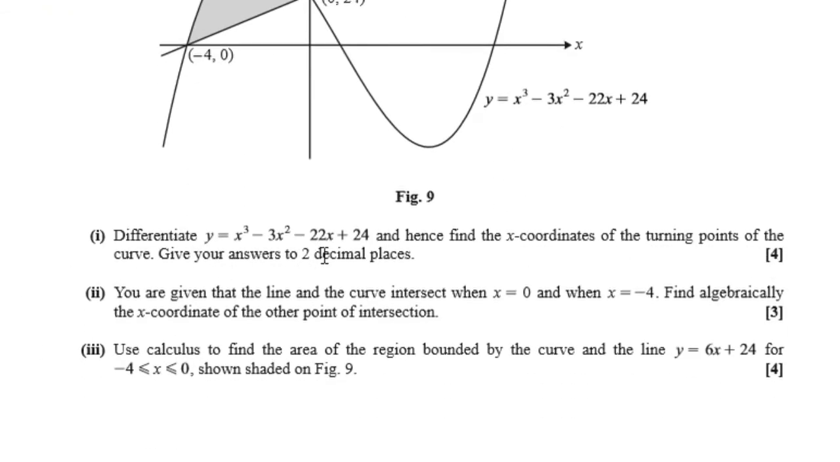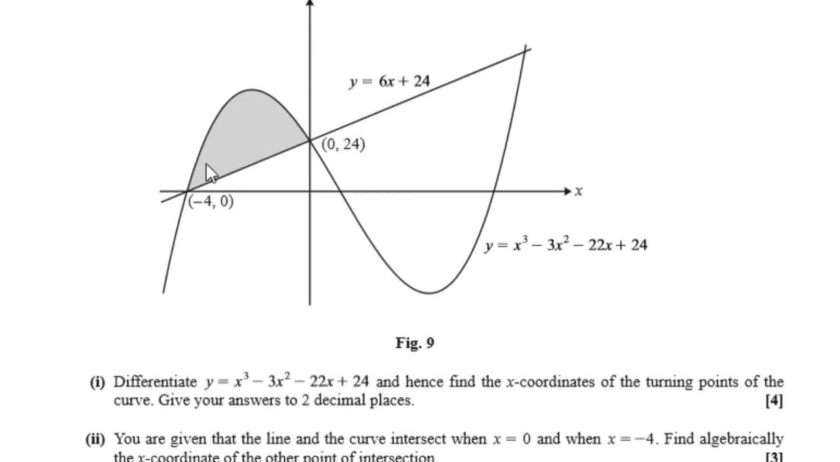Differentiate y equals x cubed minus 3x squared minus 22x plus 24 and find the x coordinate of the turning point of the curve. You're given that the line and the curve intersect when x equals 0 and x equals minus 4. So find algebraically the x coordinate of the other point of intersection. Use calculus to find the area of the region bounded by the curve and the line y equals 6x plus 24 for x between 0 and negative 4, which is the shaded region here.